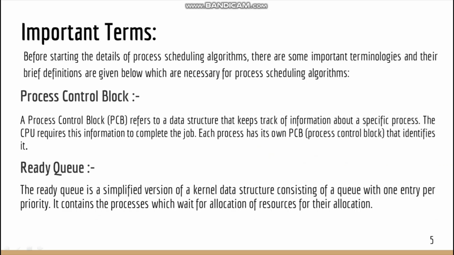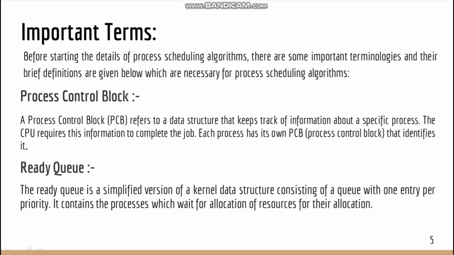Thank you, Zaim. Before talking about these algorithms, we'll discuss some important terms that are frequently used in them. First one is PCB, that means process control block, which is a data structure containing essential information about a process needed by the CPU to execute that process, and it serves as the context of the process. Now the next term is ready queue, which is a simple queue of processes which wait for the allocation of CPU or the allocation of resources from the CPU.